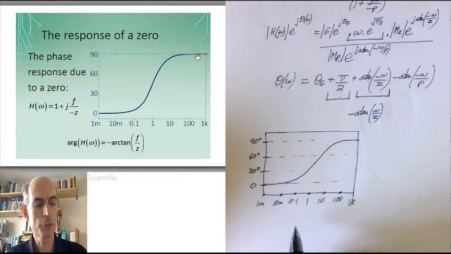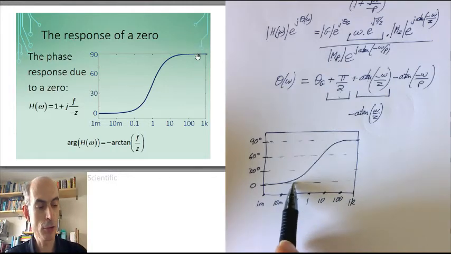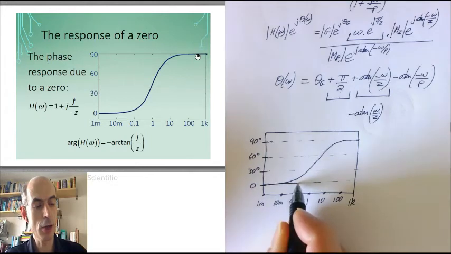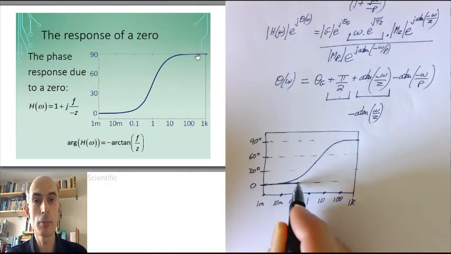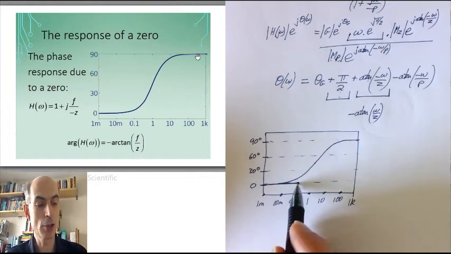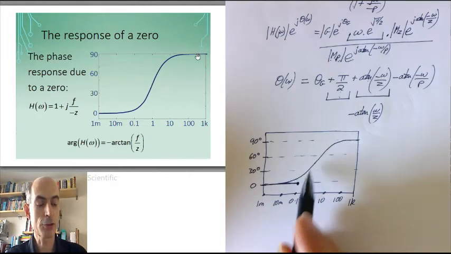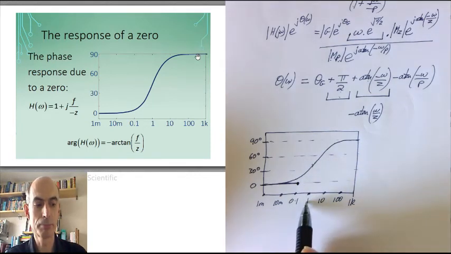Now, the Bode approximation for phase says that when you have a graph like this, you can approximate the phase response by saying that the phase has a constant value of 0, i.e. the zero, in this case, has no effect up to a frequency of 1/10 of the break frequency of the zero. This graph has been drawn for a zero at 1.